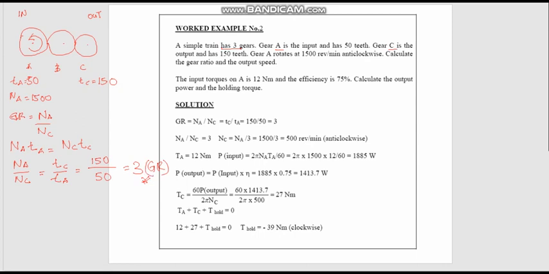Okay, the second question is: what is the output speed? We know the gear ratio just now, right? So the gear ratio equals na over nc equals 3. We want to find nc. nc equals na divided by 3, and na is 1,500, so 1,500 divided by 3 equals 500 rpm.